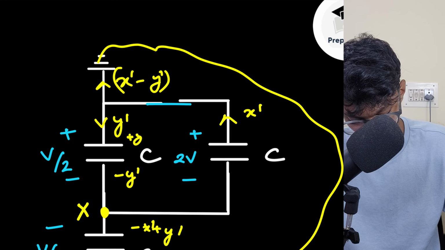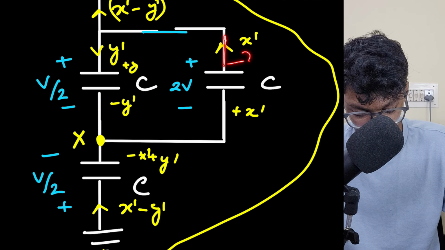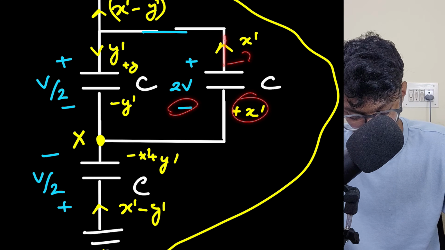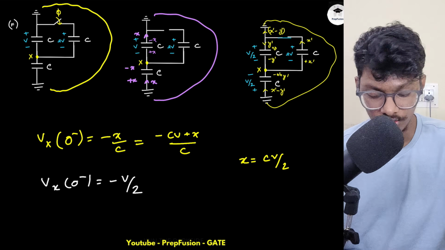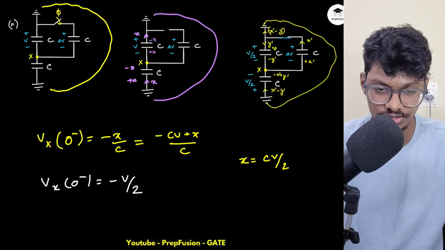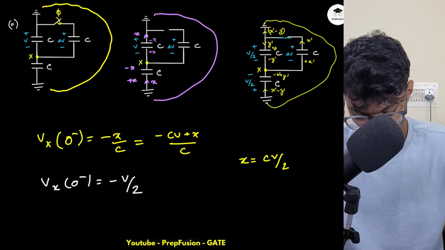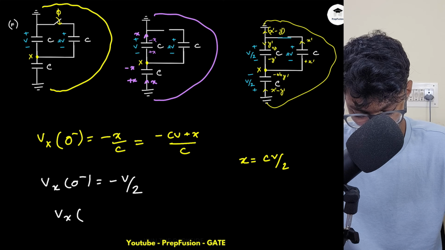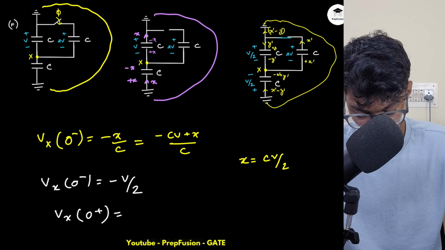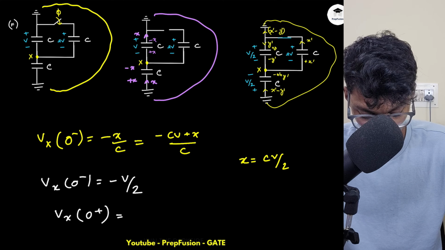Dash dash. So this will be basically plus X dash, because here X is leaving, so this is minus X dash, this will be plus X dash, and already I have minus 2 Vc. So I will again write the equation of the voltage at node X greater than 0. So Vx 0 plus will be what?